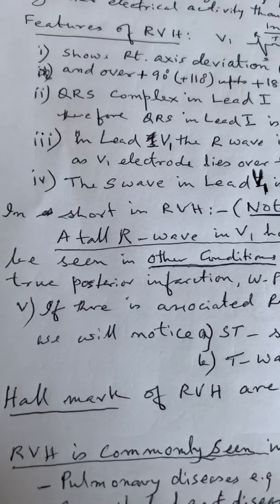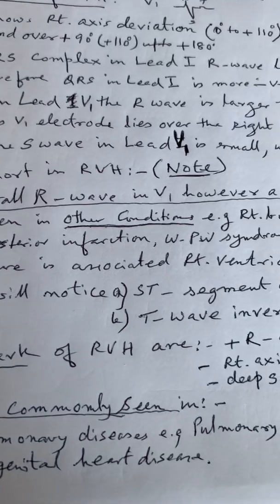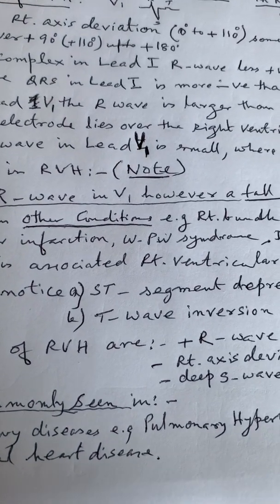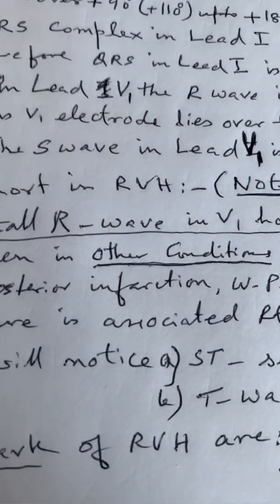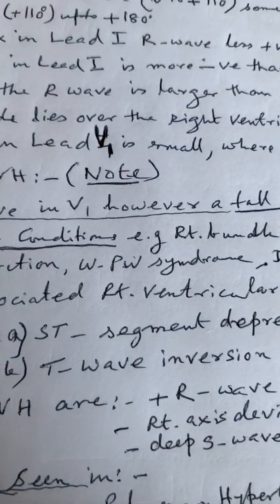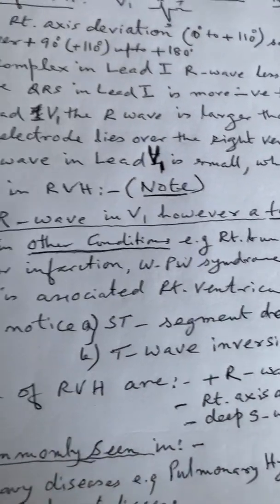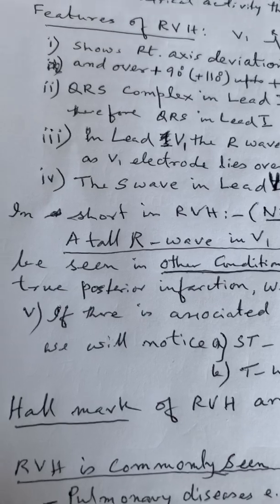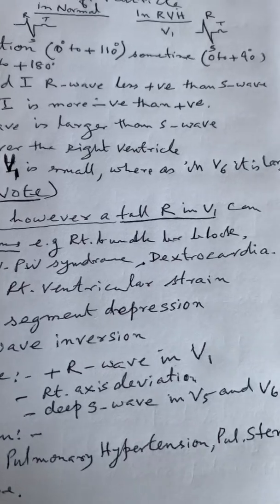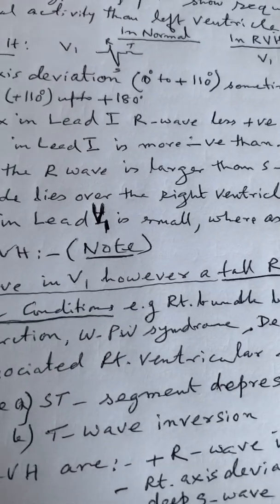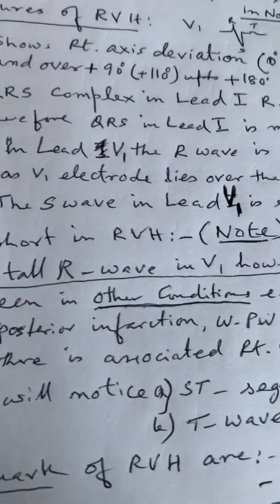Note also that there are conditions other than right ventricular hypertrophy where you will find a tall R wave, like posterior myocardial infarction, some WPW syndrome, and dextrocardia. It is associated with true posterior infarction. So these are the causes of a tall R.